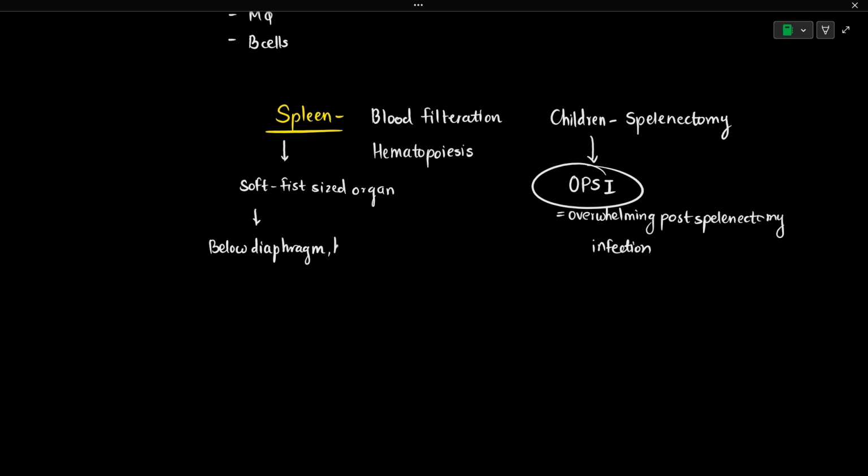Okay, behind the stomach, in the upper left abdomen. So in your abdominal area, specifically the left abdominal area, the spleen is situated just below the diaphragm, behind the stomach, on the upper side of the left abdomen. Okay, so I hope you can imagine the positioning.